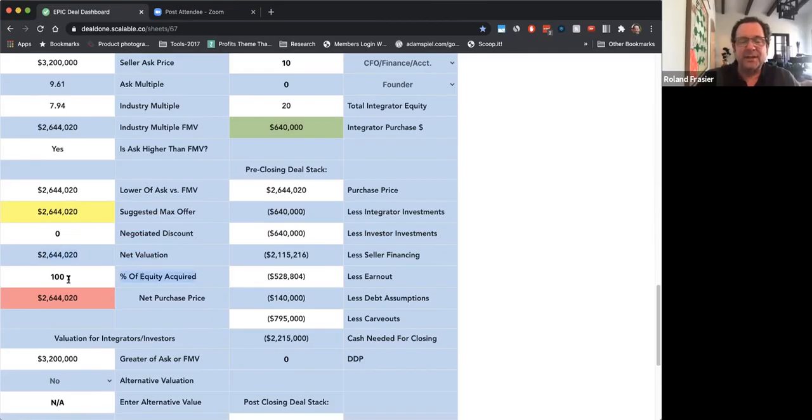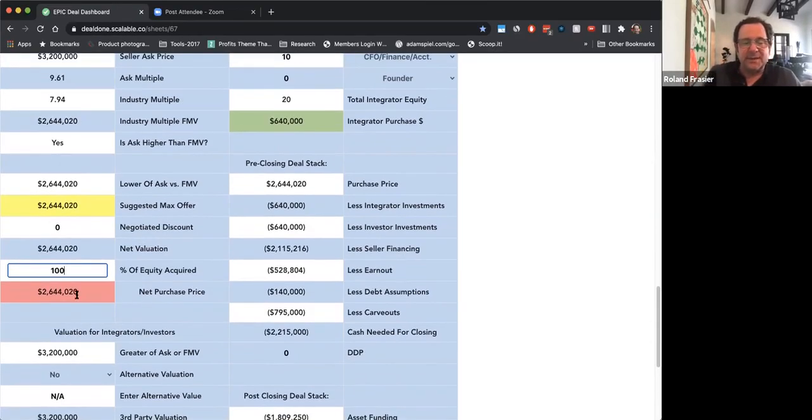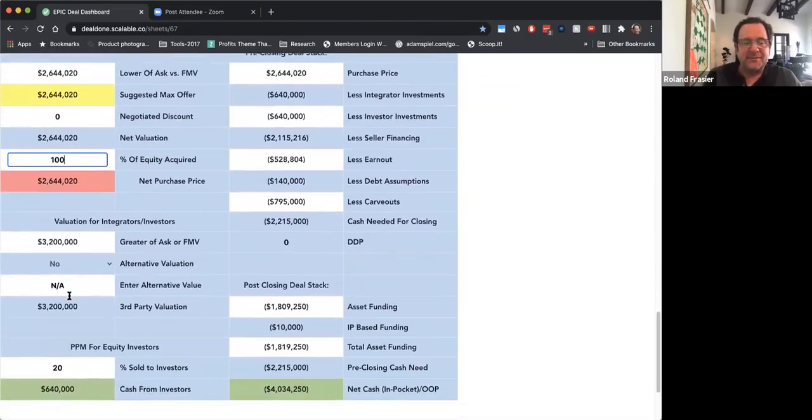2,644,020. We are acquiring 100% of the equity. We could acquire less. We could say we're only going to acquire 80% of the equity, and that would change the number. So if we found we couldn't afford it at 100%, the software will allow you to acquire less, and then it'll tell you what the net purchase price is after all that.